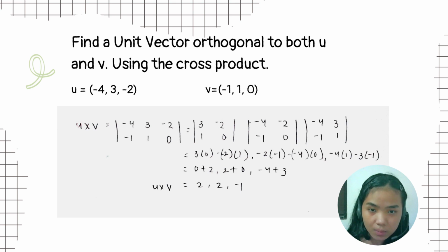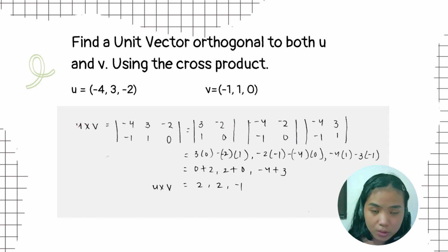And then our second step, to get the second term, we'll have to delete the second column. So it will just be -4, -2, -1, and 0. Let's cross multiply that. It will be -2 times -1 minus -4 times 0. It will be 2.